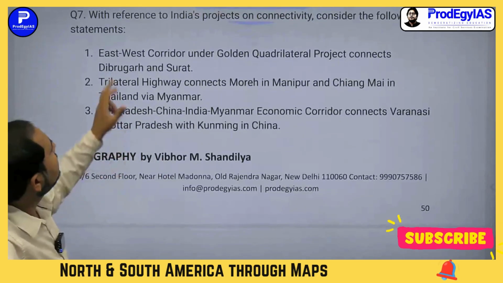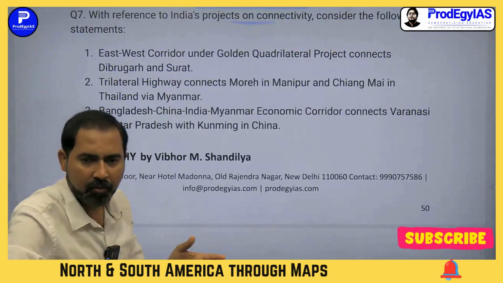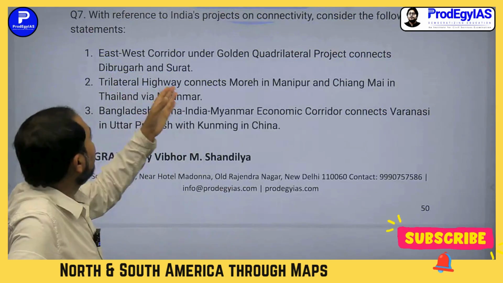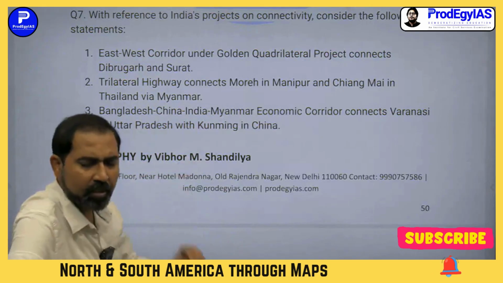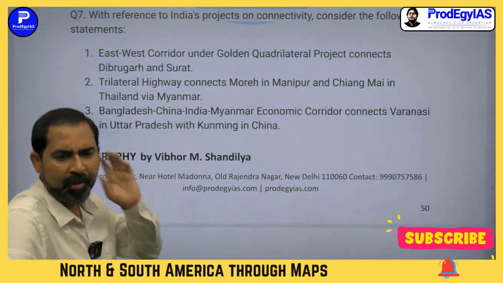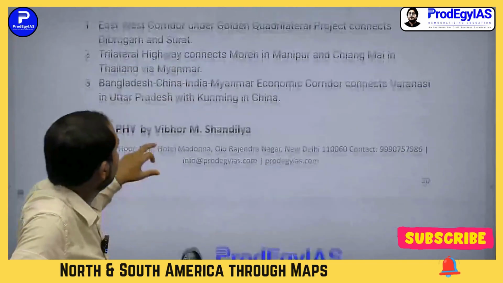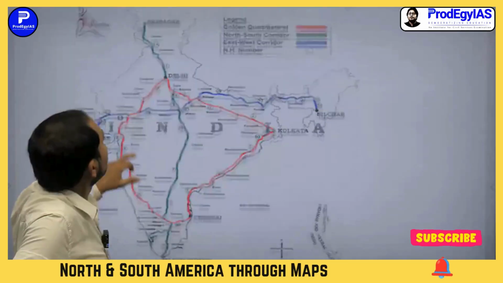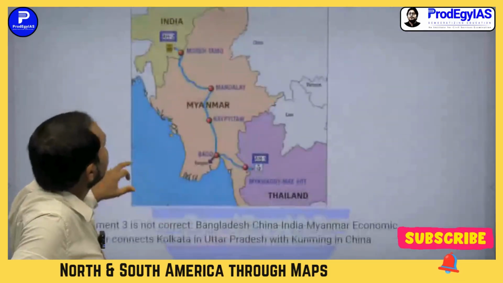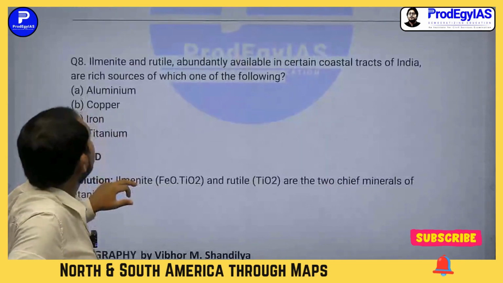Then this question is from the corridors, your national highway projects. So trilateral highway, east-west corridor, Bangladesh, China, India, Myanmar economic corridor. Even this year, questions may be asked from your Char Dham connectivity roads and all that. So you have to see them in these maps.